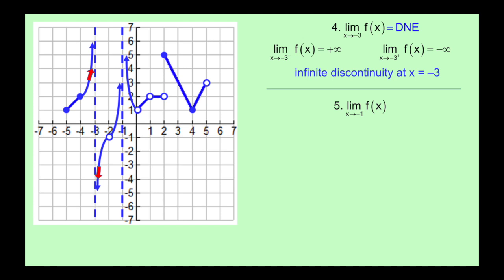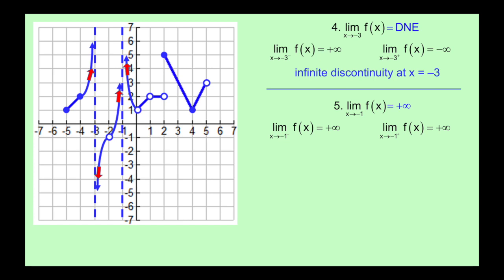For number 5, we're looking at -1. Now again, I go to -1 and I'm going to move just to the left. Just to the left, it's going towards positive infinity. Just to the right, it's going towards positive infinity as well. It's okay that these arrows are not lining up. They're both going towards positive infinity. So because they're both going towards positive infinity, our answer is positive infinity here.